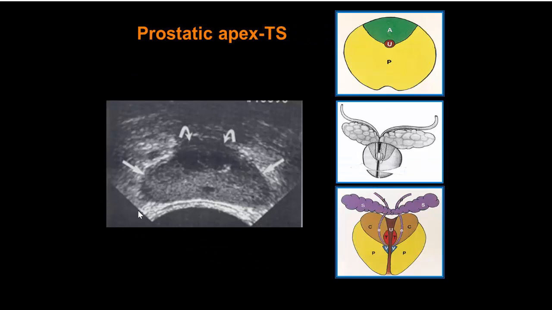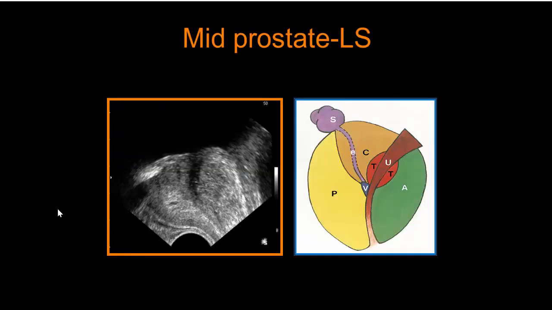Prostatic apex transverse section showing peripheral part, urethra, and this is the apex of the prostate. Mid prostate longitudinal section showing urethra, peripheral zone, central zone, transitional zone on both sides of the urethra.